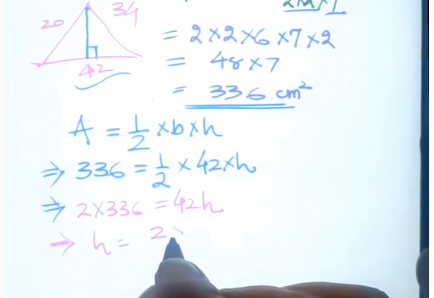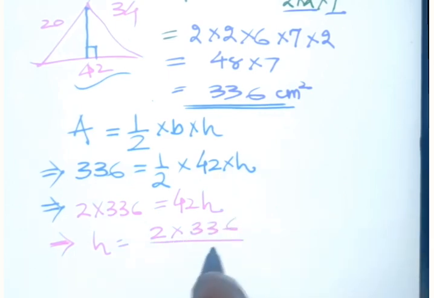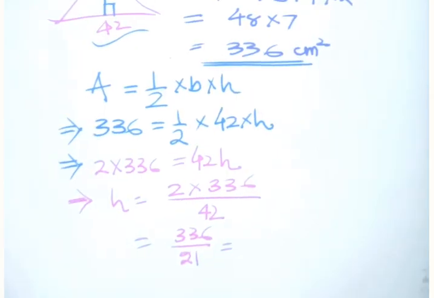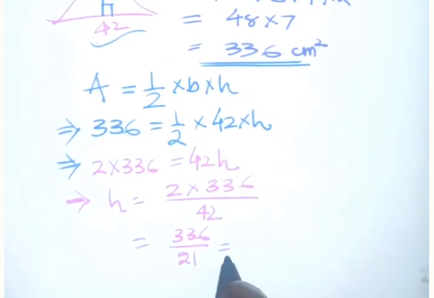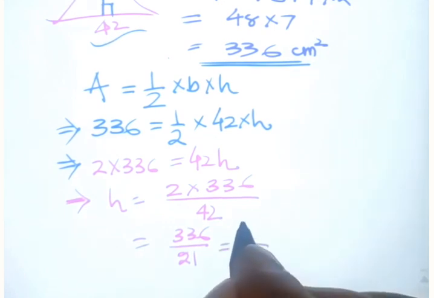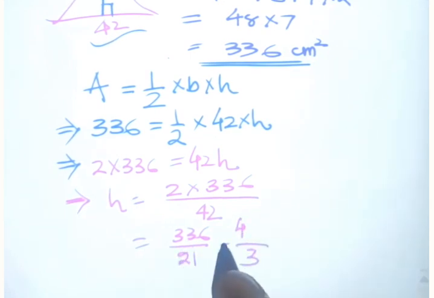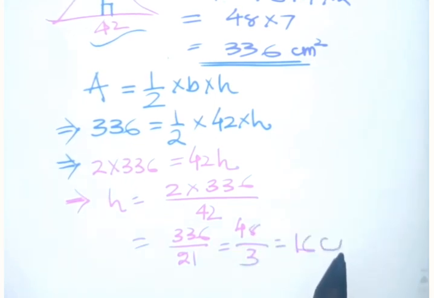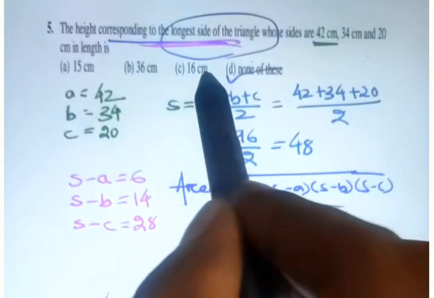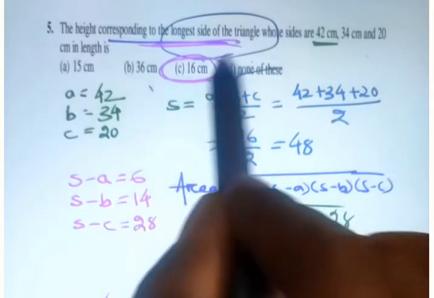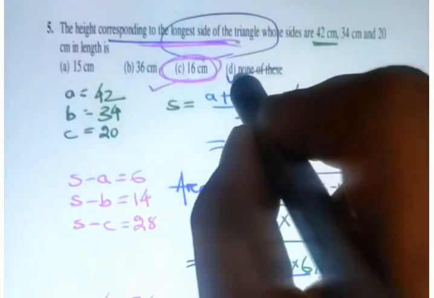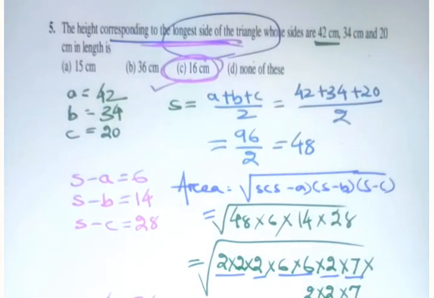Now to get the value of h, if 42 is transposed to the other side, it will be divided. Now 2 times 21 is 42, so you can write this as 336 upon 21. Now let's solve this. We cancel the 7: 7 times 3 is 21, 7 times 48 is 336, so 48 upon 3 is equal to 16. So the height corresponding to the longest side will be 16. So the answer is option C, 16.